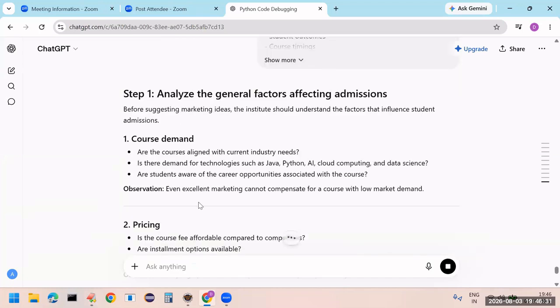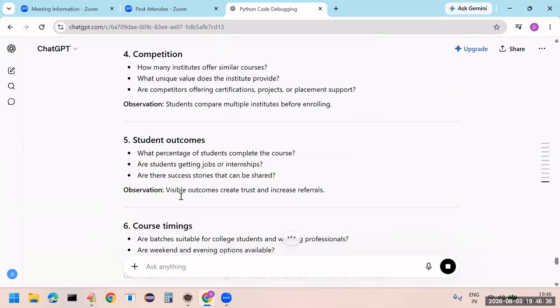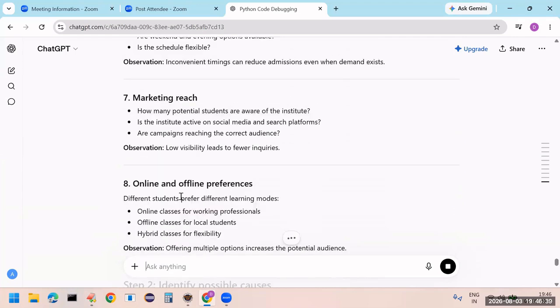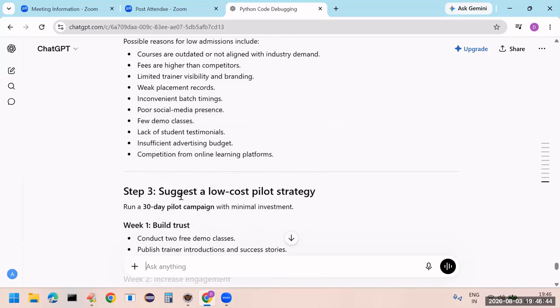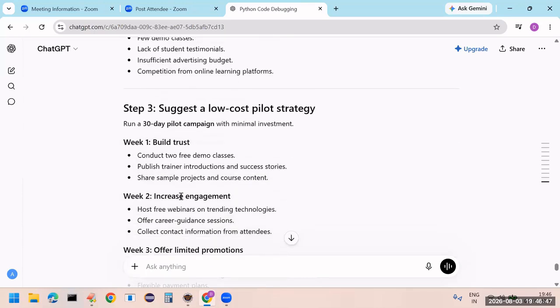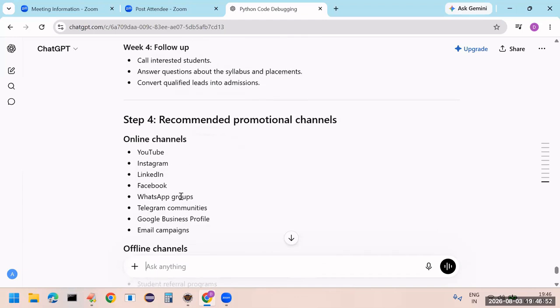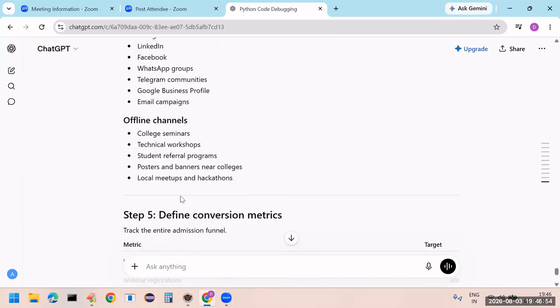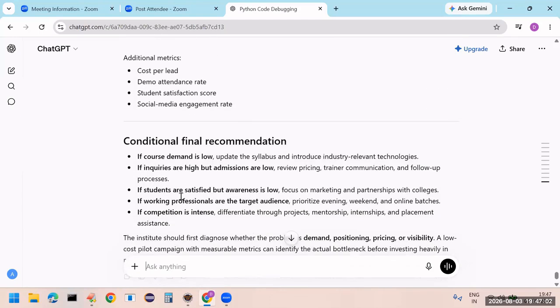Have a look once: course demand, pricing, trainer reputation, competition, student outcomes, course timings, marketing reach, online, offline preferences. Identify the possible causes, suggest a low cost pilot strategy, recommended promotional channels, offline channels, define conversion metrics like this. Have you observed the conditional recommendation?